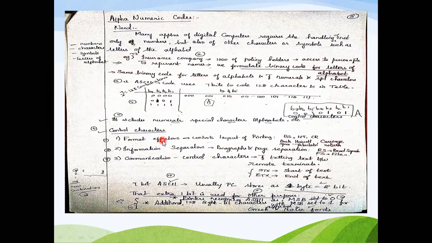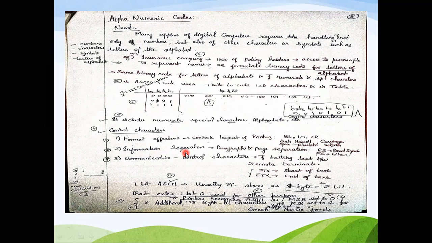Format effectors are mainly used to control the layout of the printing. This layout of the printing can be customized or controlled by using format effectors, which may include backspace, horizontal tabulation, and carriage return. So these keys are used as format effectors.